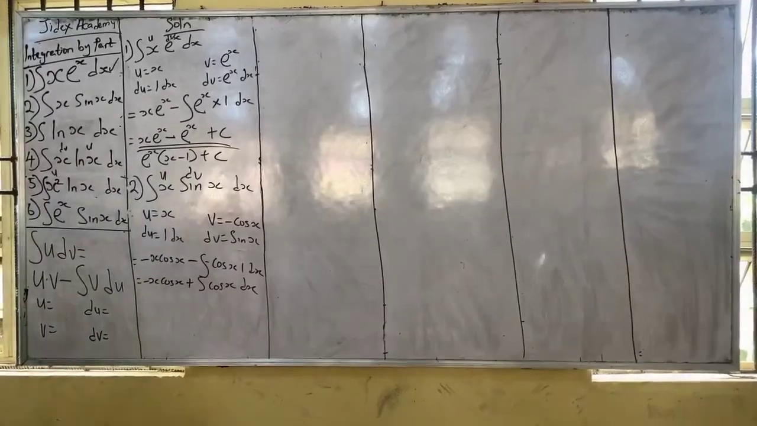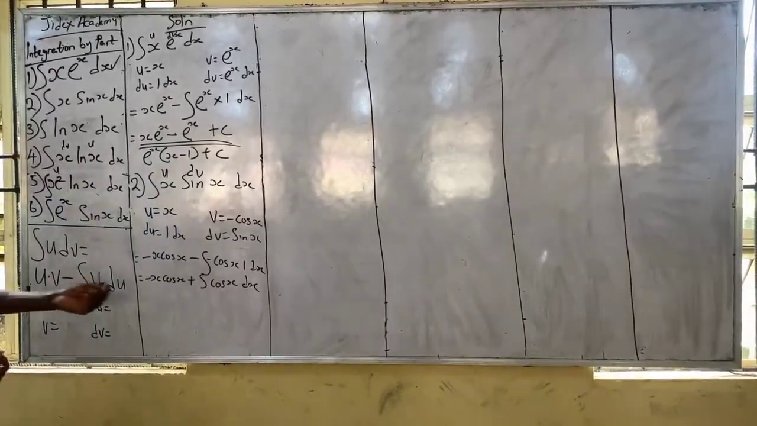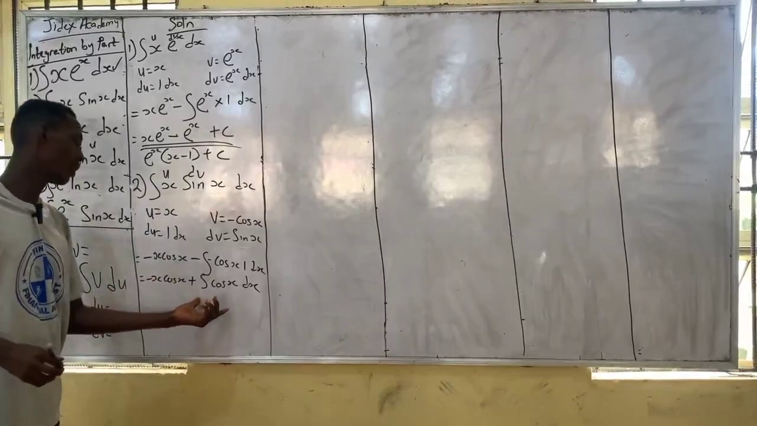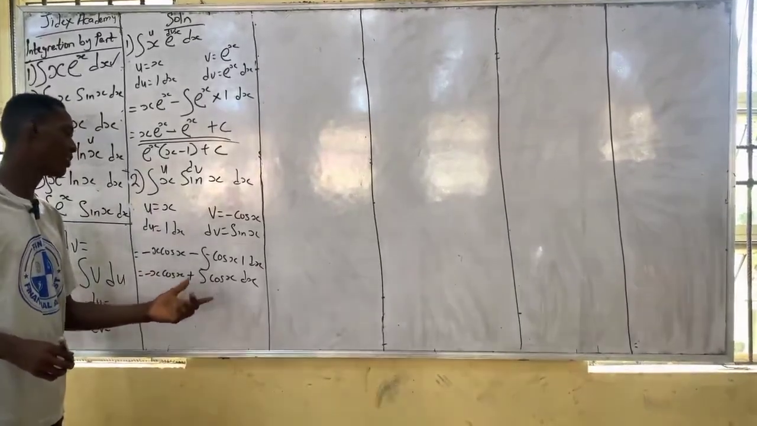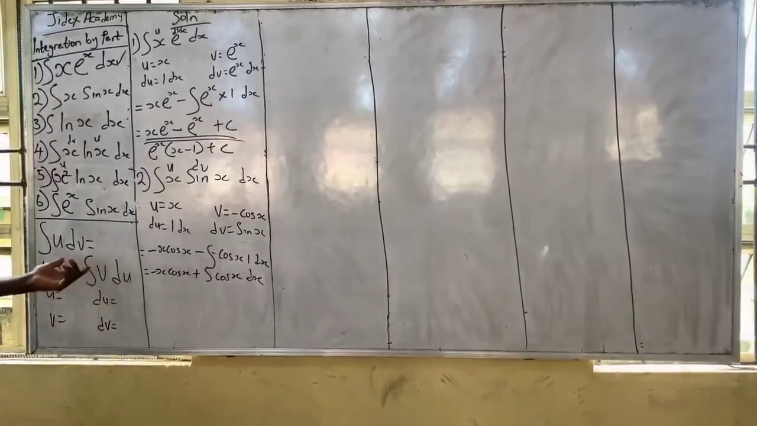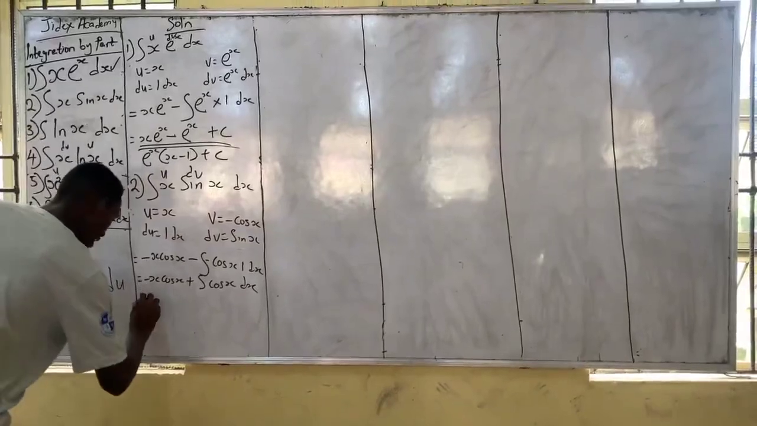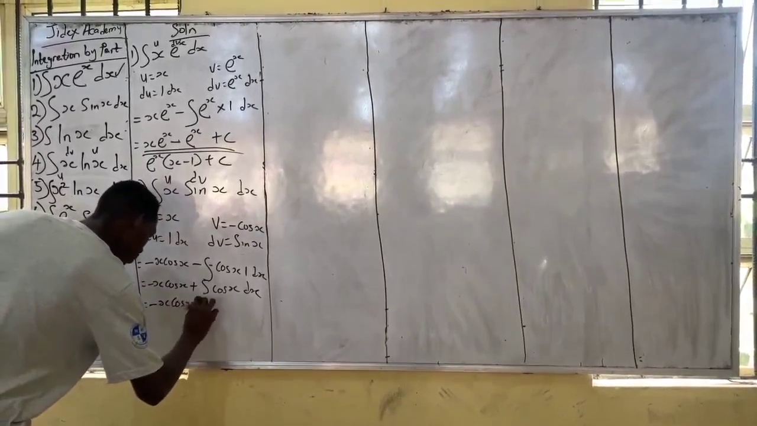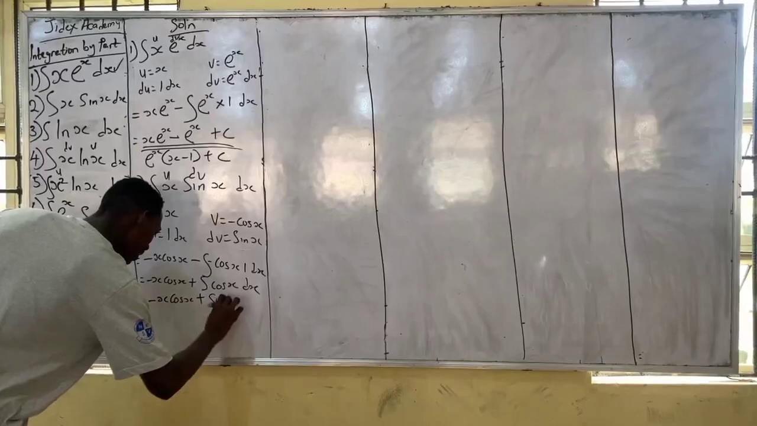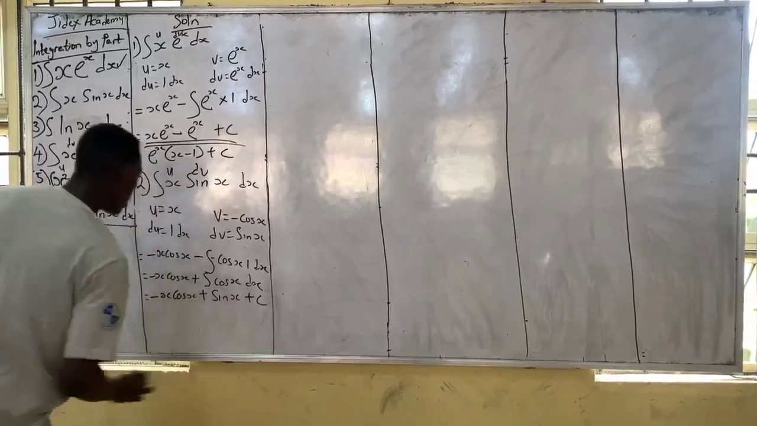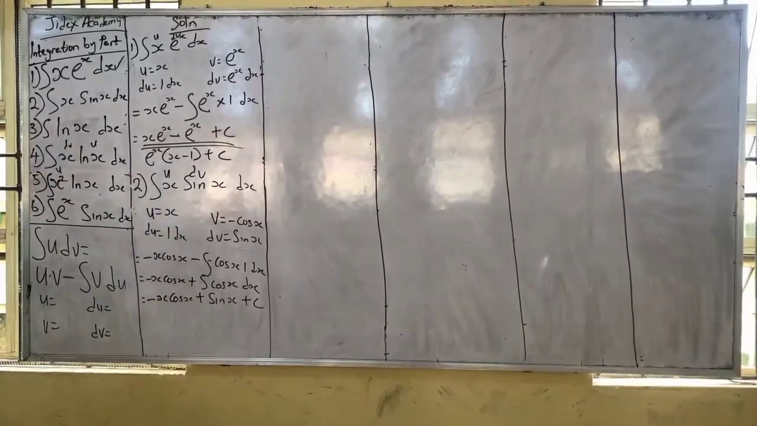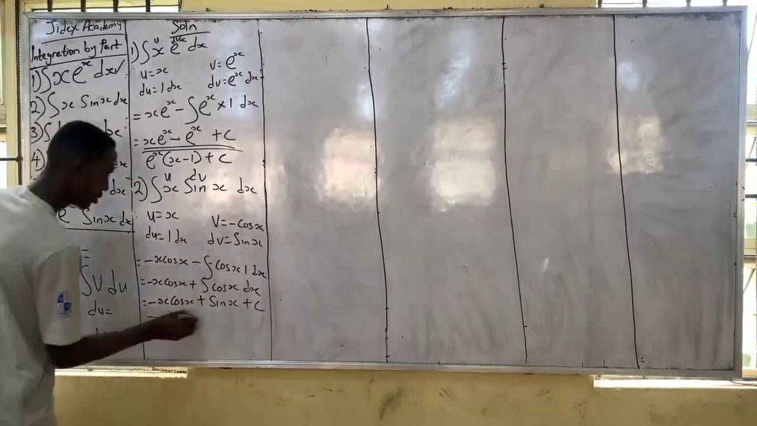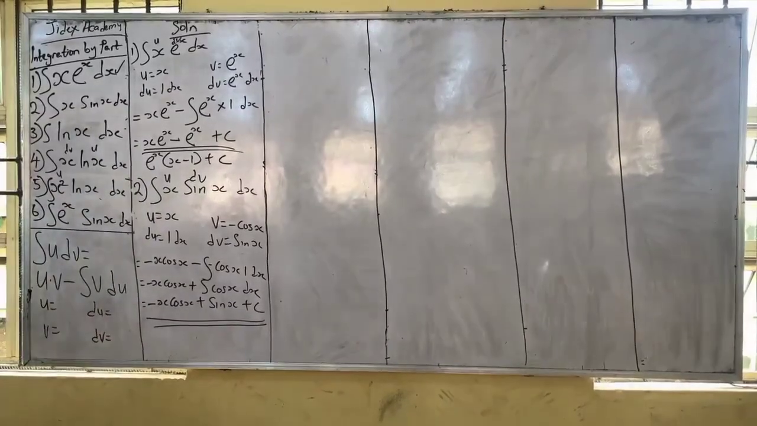So now we know that the integration, or antiderivative, of cos x is positive sin x. So we can now write this as minus x cos x plus sin x plus c. This is our final answer for question 2.